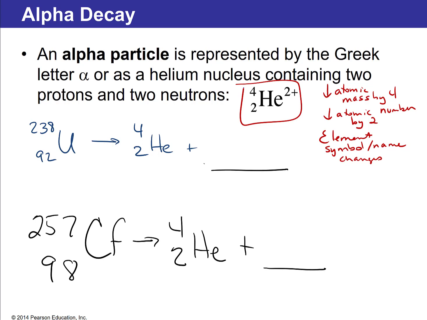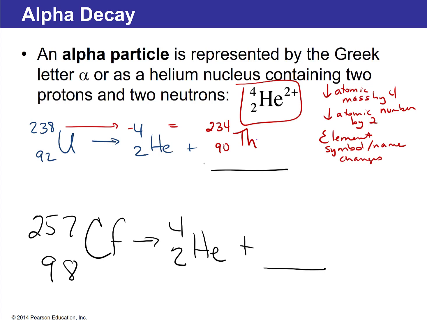Mass will drop by 4. So what's the new mass going to be? So this will become 234. Subtract the 4 in order to make the new atomic mass. What's the atomic number going to become? It'll become 90. So now you've got to look on the periodic table and find element 90. What's its symbol? TH.